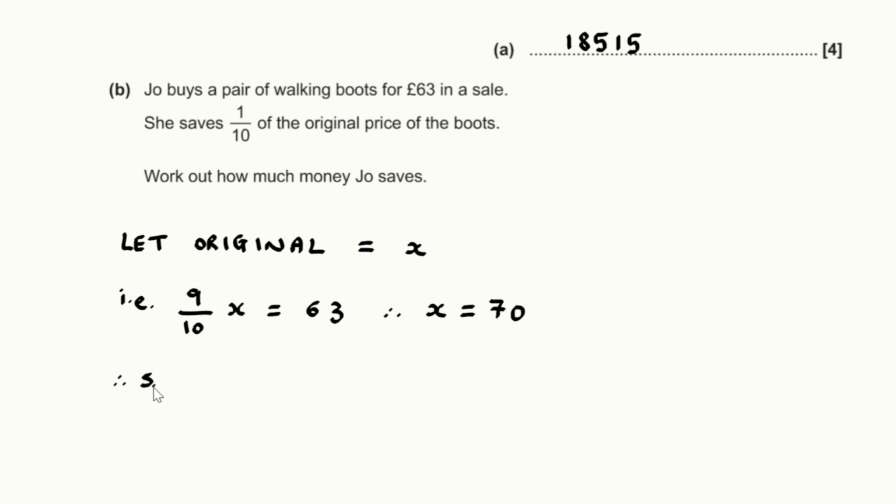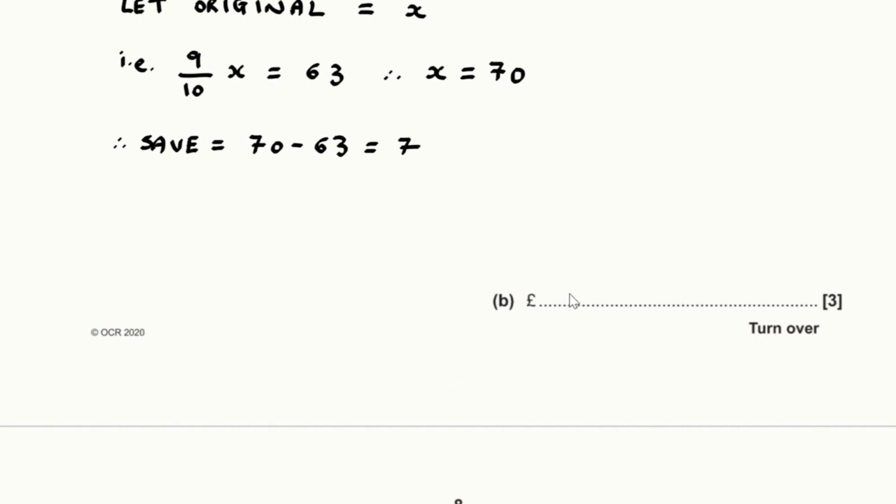So how much would she save? She would save 70 subtract 63, which is 7. So we've got £7.